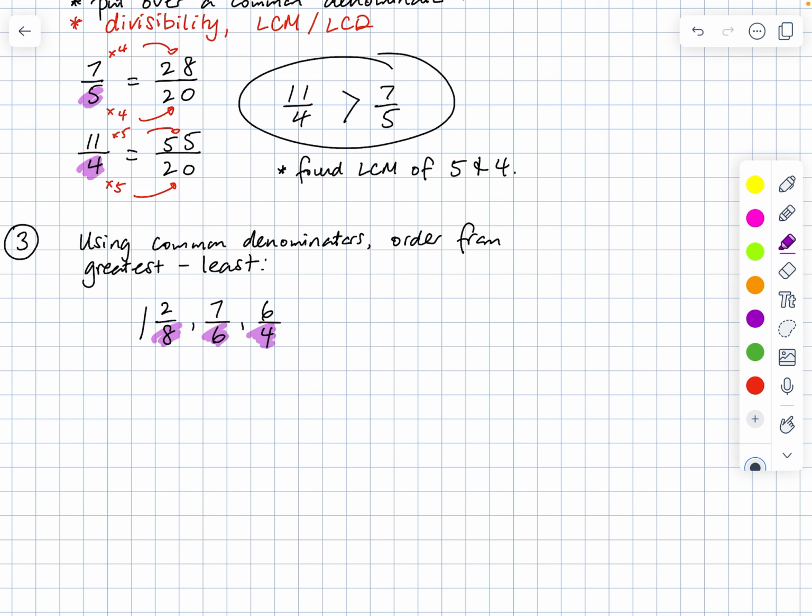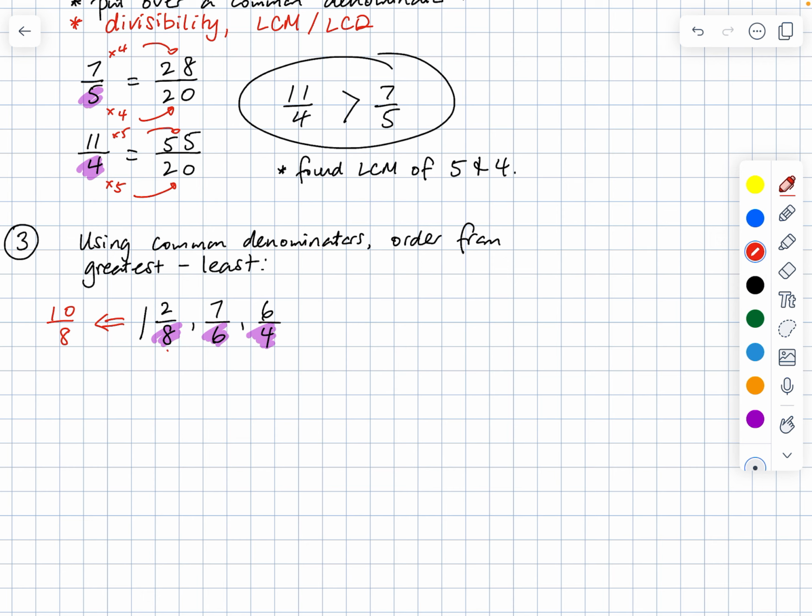Now, since 2 out of the 3 are improper fractions, I would actually take the 1 and 2 eighths and convert it into an improper fraction. So go ahead and do that. That would be my suggestion. I would put that as 10 over 8, okay? So just so that you have it.